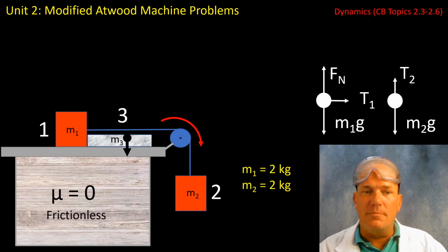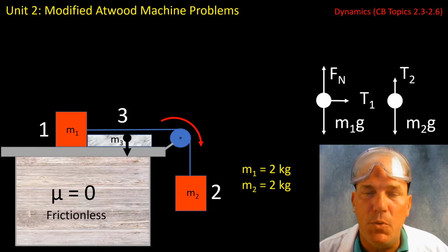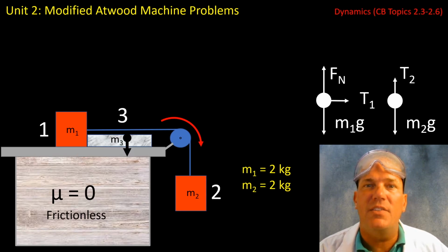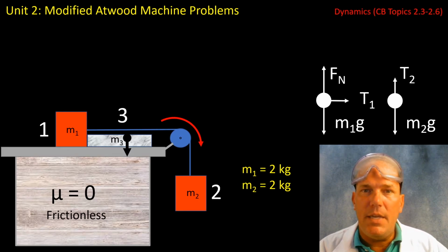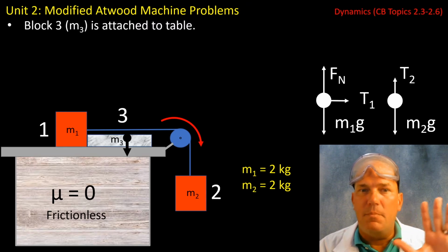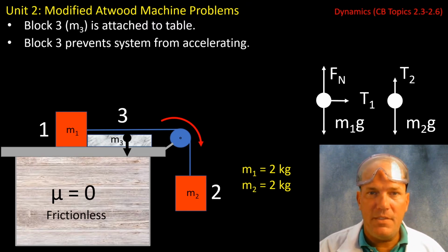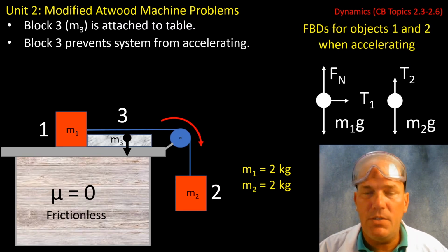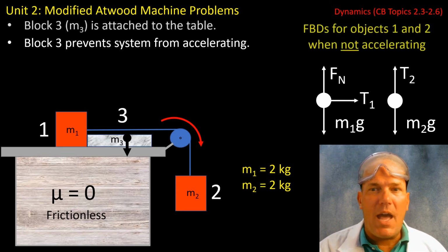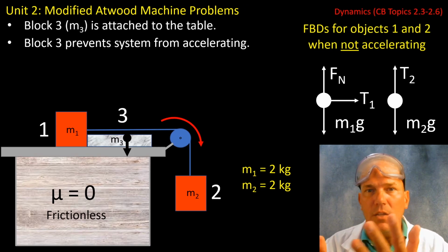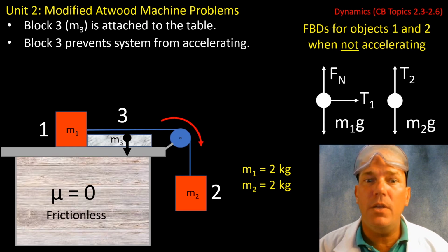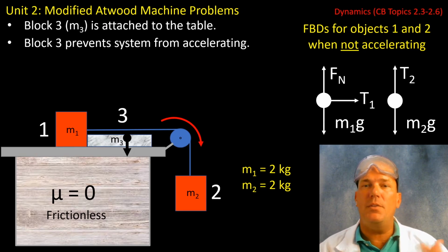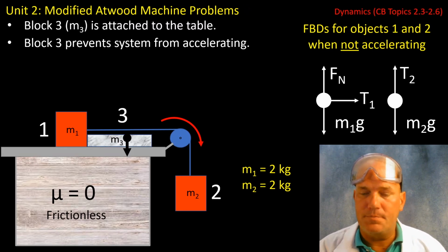system from accelerating. We are going back to mu equals 0, which means this is a smooth, frictionless surface. Now, M3, again, is physically attached, and because it is attached, it prevents the system from accelerating. Here we have the free body diagrams for objects 1 and 2 when accelerating. Now, when the objects are not accelerating, look at the tension force. Notice they are greater in magnitude. In fact, they would be 20 newtons when they're not accelerating.